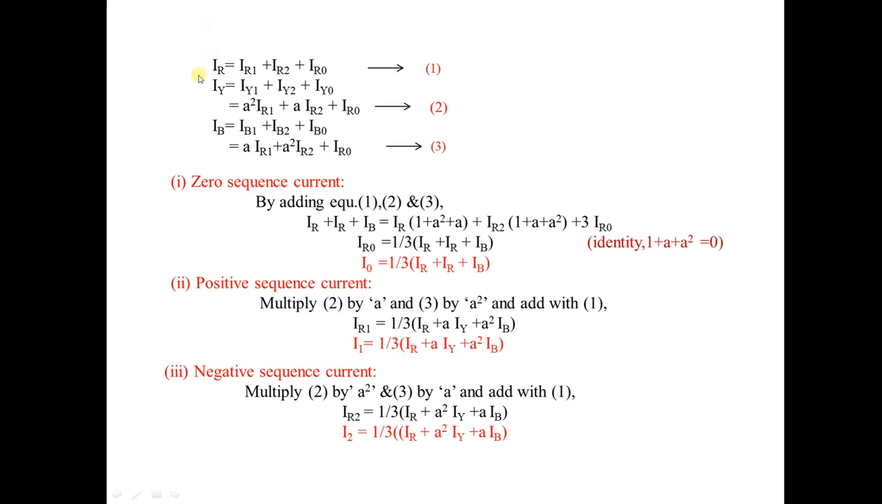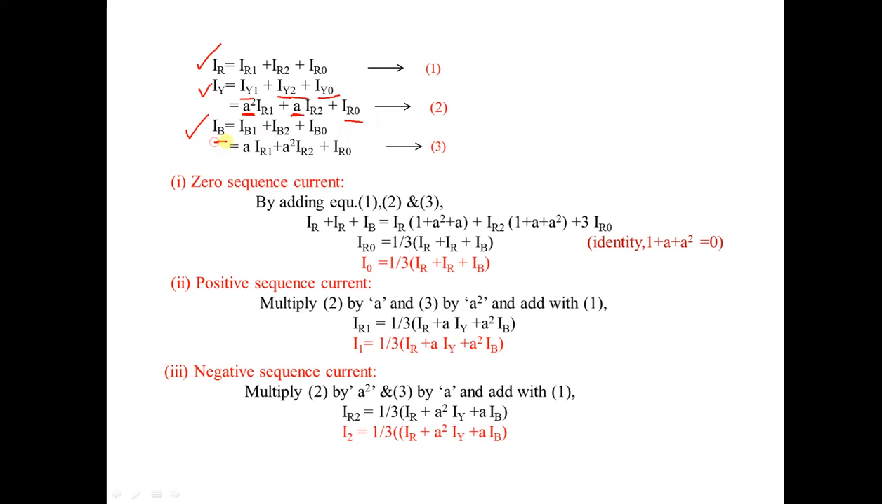Here, the first equation is IR for R phase, Y and B. For R phase it will be IR1, IR2, IR0. For Y phase there will be a change from R to Y. So 240 means A square, and for IR2 it is only A, 120 degrees. For the zero sequence it is equal, IR0, and we keep this as equation 2.